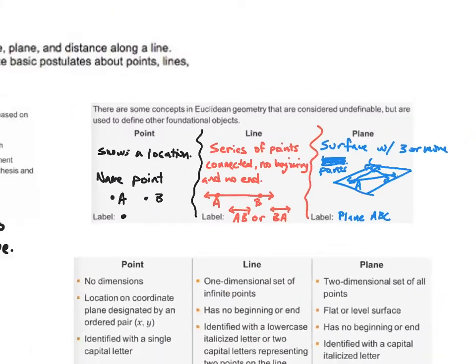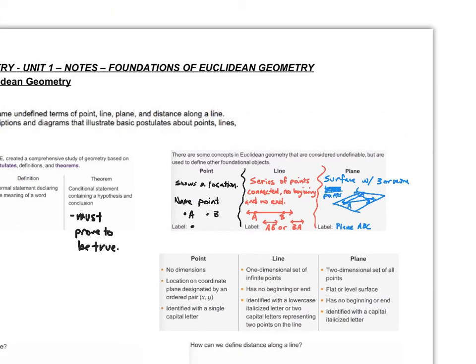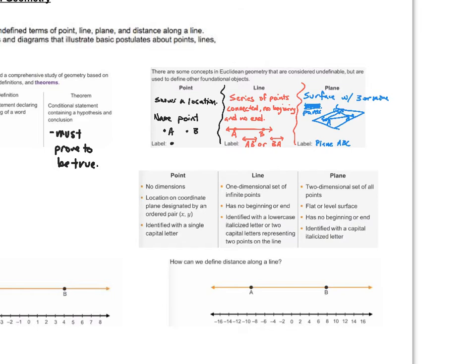So pretty standard stuff that you've seen before, and we talk about these definitions down here. A point has no dimensions. It's a location. We usually call it an ordered pair XY, and we identify it with a single capital letter, so point A and point B. A line is a one-dimensional set of infinite points, a series of points that connect with no beginning and no end.